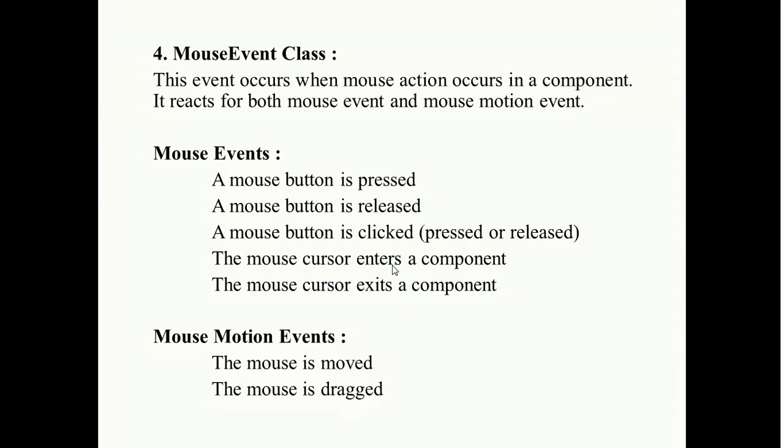So mouse event is generated when the mouse is dragged, moved, clicked, pressed, released, enters or exits from the component object. Mouse event reacts in both conditions: first mouse event and second mouse motion event. When the mouse is pressed, released, clicked, or the mouse cursor enters or exits a component, that time mouse event occurs. And when the mouse is moved and dragged, that time mouse motion event occurs.